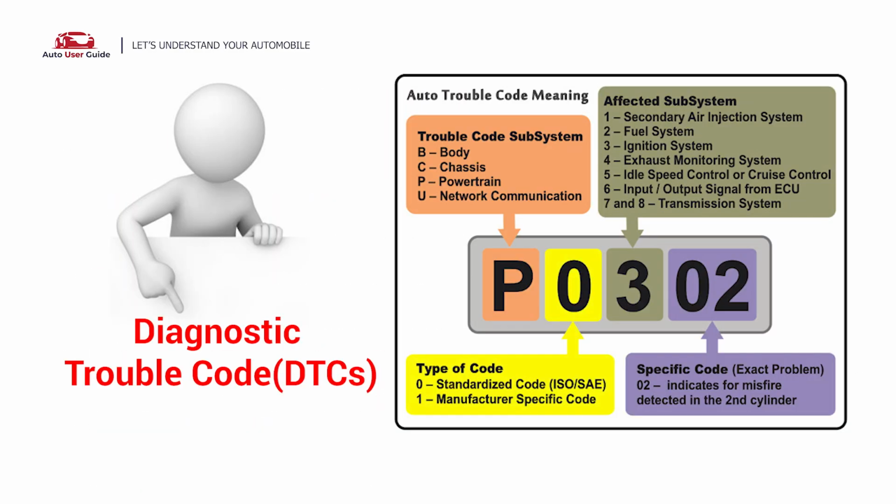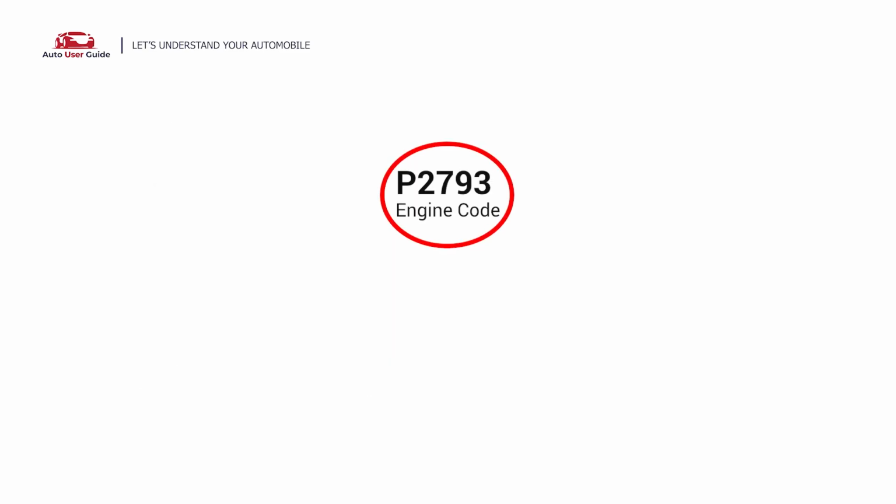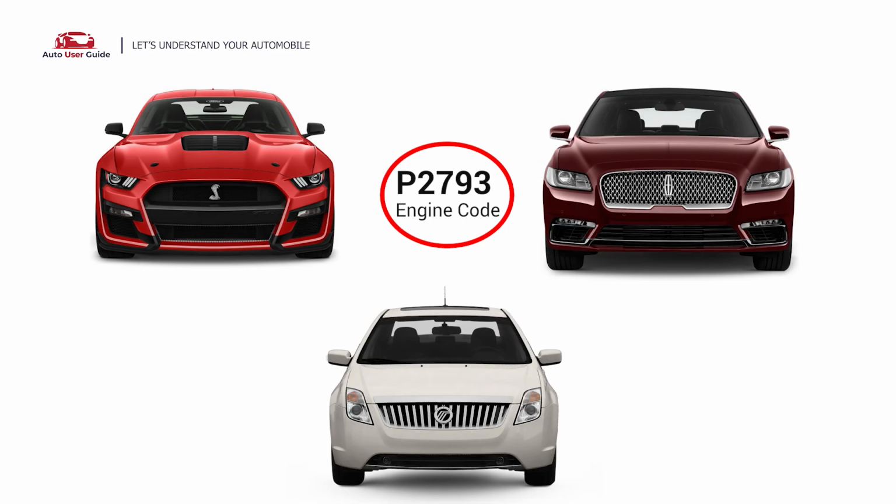Each DTC code corresponds to a specific issue in your vehicle. This error code occurs in any OBD2-equipped vehicles, especially in those manufactured since 1996, and it is commonly found in vehicles like Ford, Lincoln, and Mercury Milan.